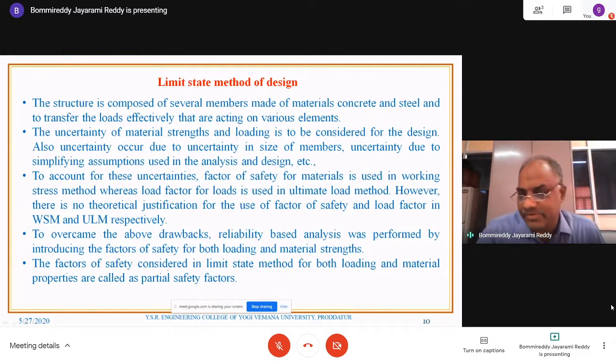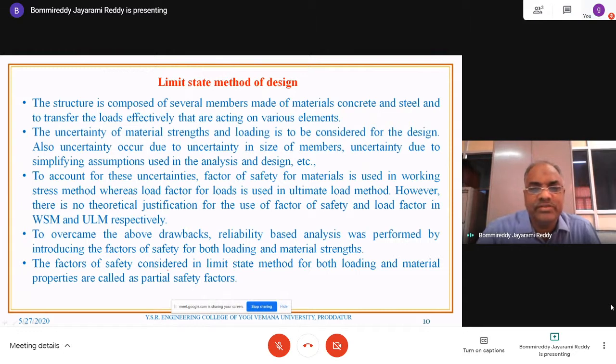Limit state method of design. Which is most important, and all the rest of the topics are based on the limit state method of design. So for the working stress method, only fundamental concepts are included in the syllabus, whereas topics on the limit state method will be up to the end of all the chapters. It consists of all the chapters. Of course, in certain cases only fundamentals are required.